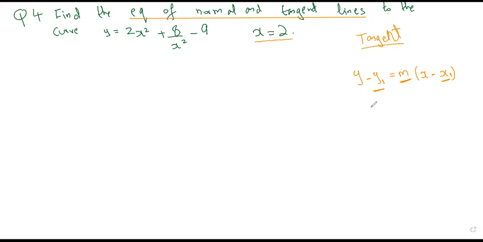Now, obviously, you cannot use any point because the normal and tangent lines are passing through x equals 2, because this is what the question says. They are saying find the equation of the normal and tangents to the curve y equals this at the point where x is 2. So I did not write it down, but this is what we know. Okay, x is 2. So the x coordinate is 2. We need to find the y coordinate. We need to find the gradient. We already have the x coordinate.